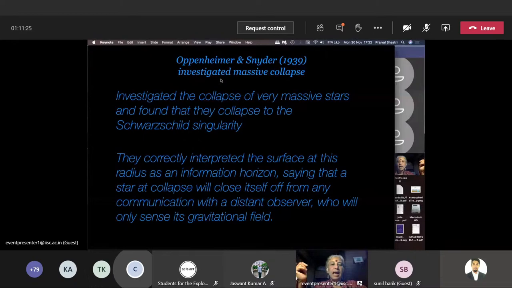Now, they correctly interpreted this radius, or this surface, as an information horizon. They were saying that a star at collapse will close itself off from any communication with a distant observer, who will only sense its gravitational field. In other words, if you have a very, very massive star and its fuel was all spent, then it would collapse gravitationally, and general theory of relativity would predict that it would collapse to what is known as a singularity. But that surface, described by the formula that I showed earlier, was a surface from which information from the inside could not come out, although the gravitational effect of all that mass would indeed be felt outside of that surface.